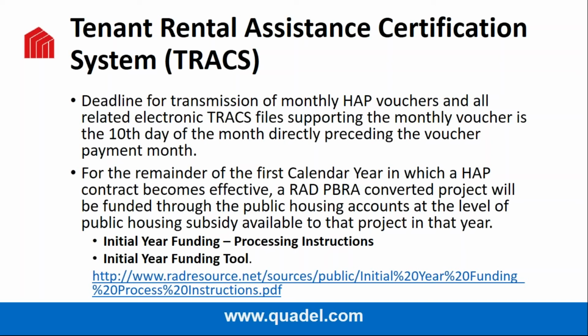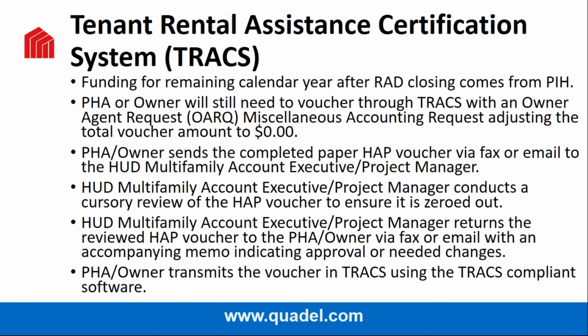The initial year funding tool, a lot of you may have experience with if you submitted the RAD application. So you may have that, and that will determine the amount of subsidy available for you for this period. However, this tool or this spreadsheet will also be submitted in final form at the RAD closing, so keep that in mind. Until the beginning of the calendar year following the year in which the HAP is effective, funding from the RAD contract will come from the PIH program, as we just mentioned.